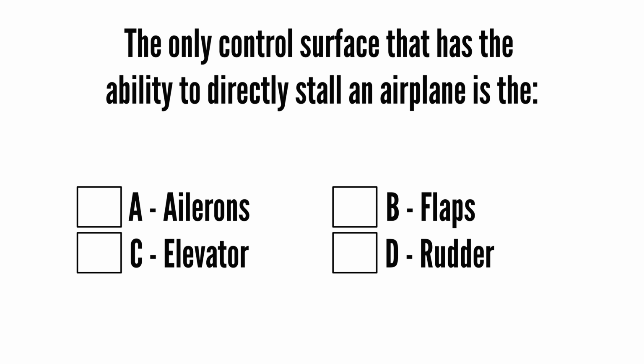So, back to the quiz. The correct answer, of course, was C, the elevator. Now, digressing a bit, some might argue that you can also stall the plane with rudder or ailerons by inducing uncoordinated flight. After all, we're taught, with good reason, to always remain coordinated to avoid stalling. But uncoordinated flight doesn't affect angle of attack.